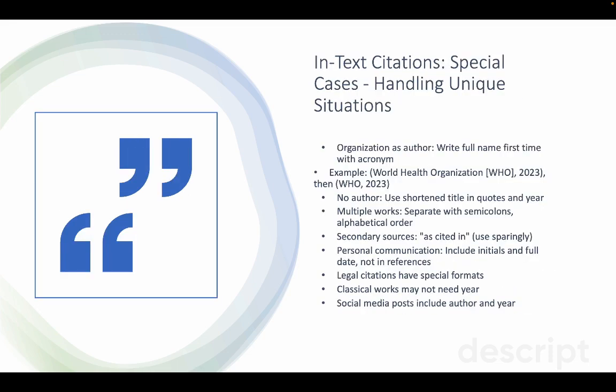In-text citations, some special cases. Organization as author: write the full name the first time with the acronym. For example, you've got the World Health Organization. In those brackets, you could simplify it to WHO, comma, 2023, and then the parentheses. Then going forward, it can be parentheses, WHO, comma, 2023, parentheses. When there's no author, use the shortened title in quotes and year.